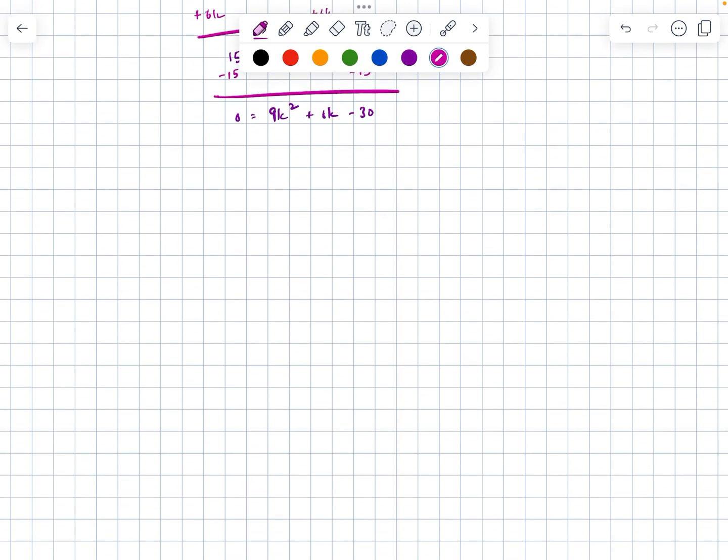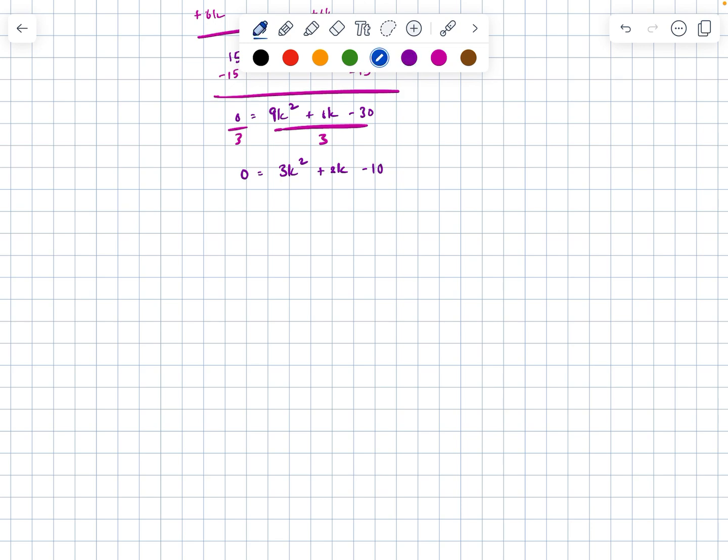Well, notice that 9, 6, and 30 are all multiples of 3. So as a quality of life choice here, I'm going to divide my entire equation by 3. On the left, 0 divided by 3 is just 0. 9k squared divided by 3 leaves me with 3k squared. 6k divided by 3 leaves me with 2k. And negative 30 divided by 3 is negative 10.